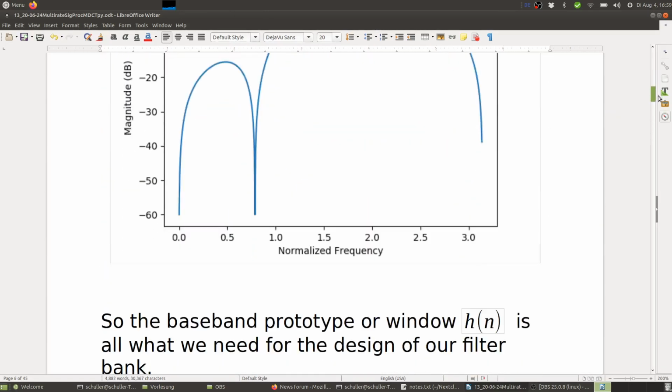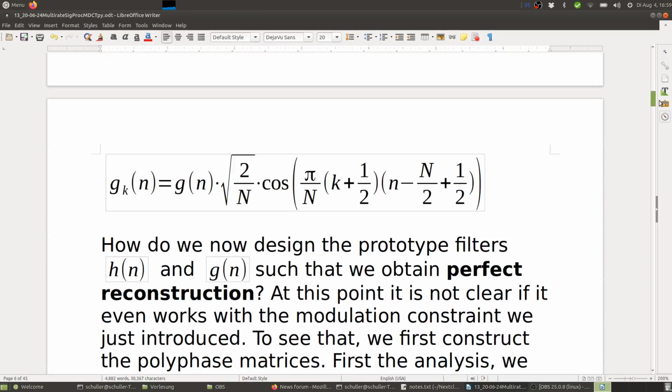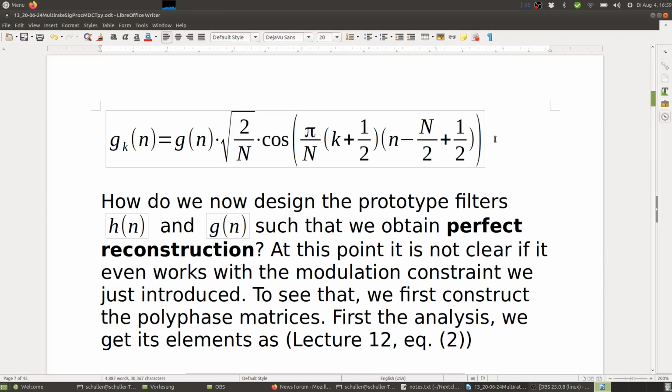So going back here, here we have the minus sign. So it's not obvious that this is actually flipping the impulse response, but you can see it when you plot it.